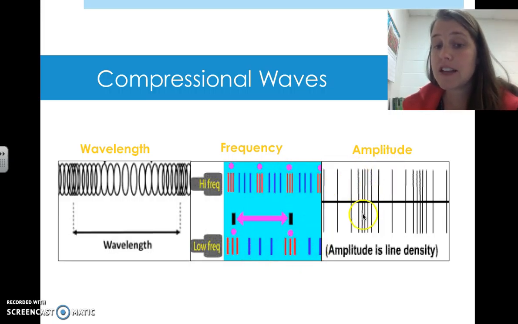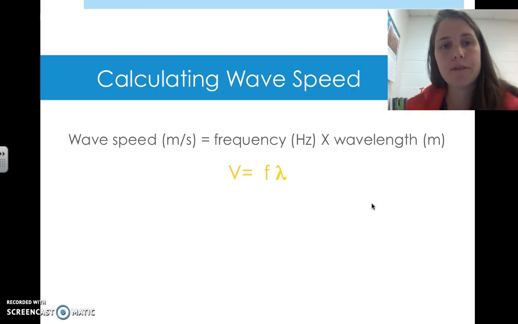Amplitude is the line density, so how many lines are actually squished together. So when there's a lot of lines that are squished together into a small area, or a higher line density, you get a greater amplitude. When there's fewer lines, it's less of an amplitude. So remember, amplitude is energy. So when the amplitude is high, when we have a lot of lines pushed together, that is a high energy wave. And when we have fewer lines pushed together, that will be a lower energy wave.